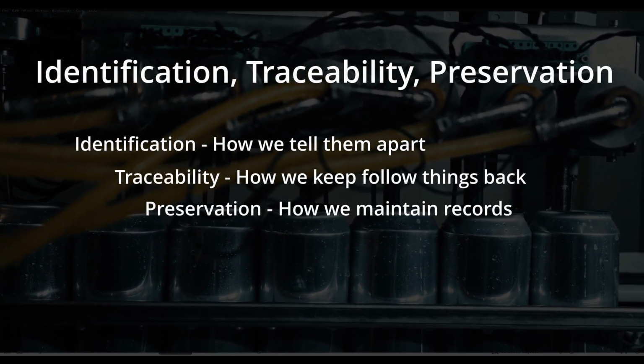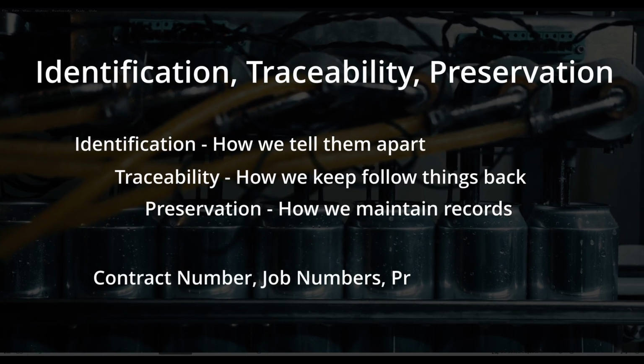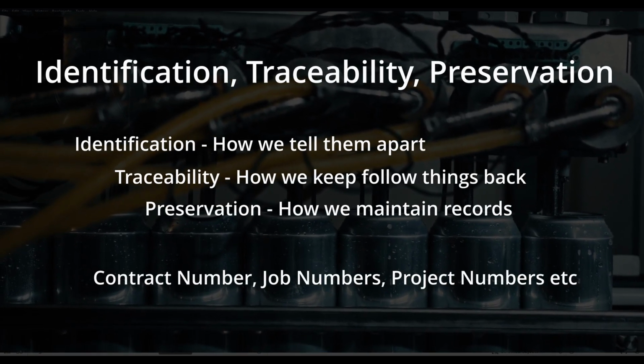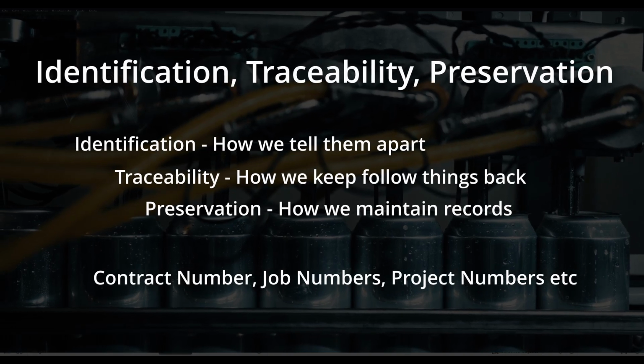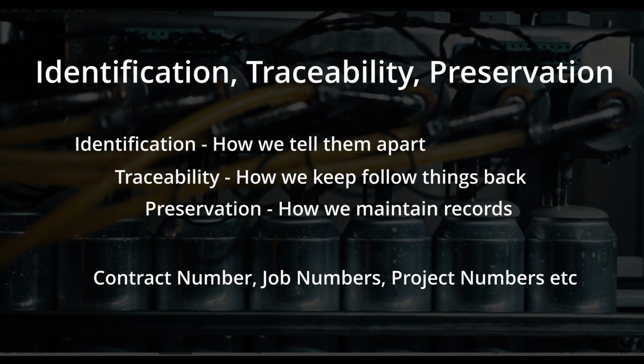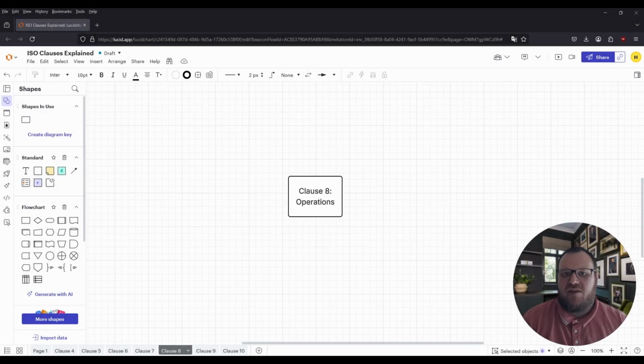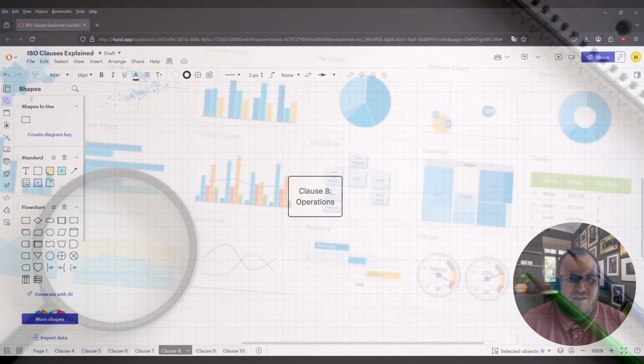So this is where we will start to have contract numbers and job numbers and things like that to ensure that we're maintaining those records across the different areas. We need to consider the compliance aspects, which is maintaining control over our outsourced processes, establishing clear operational procedures and work instructions, and validating any special processes where output cannot be verified by monitoring or measurement. It's also where we need to implement effective change and non-conformity control.